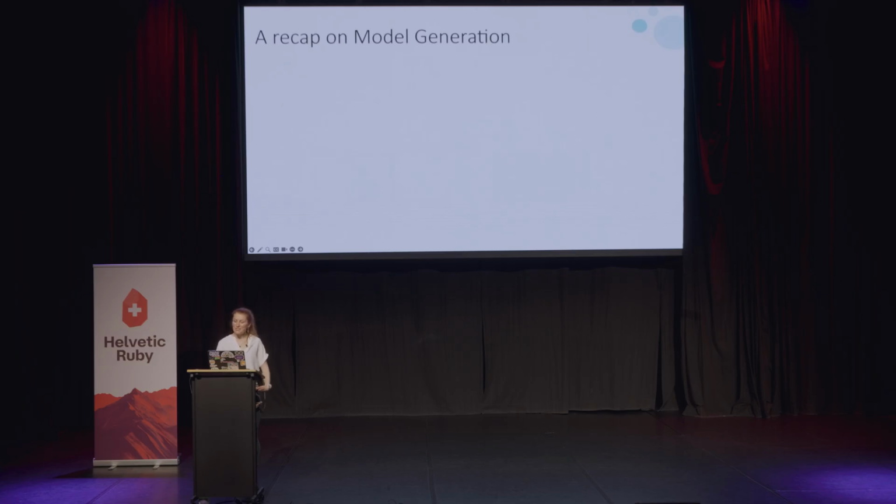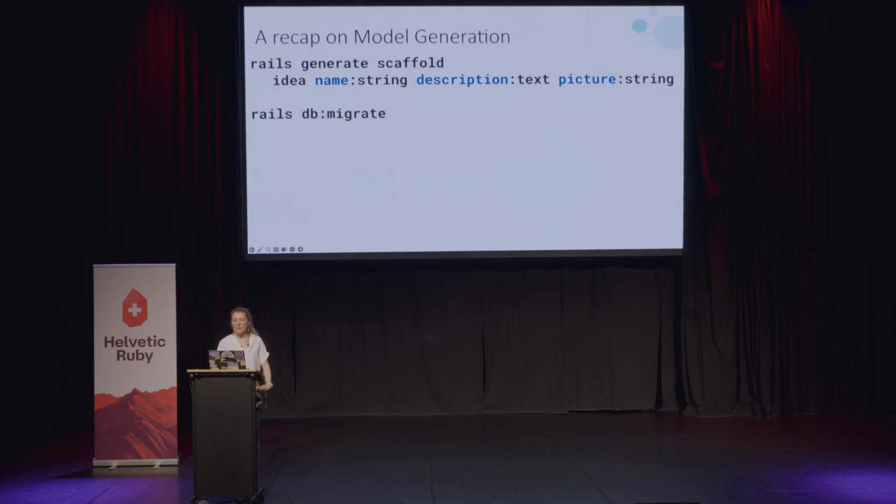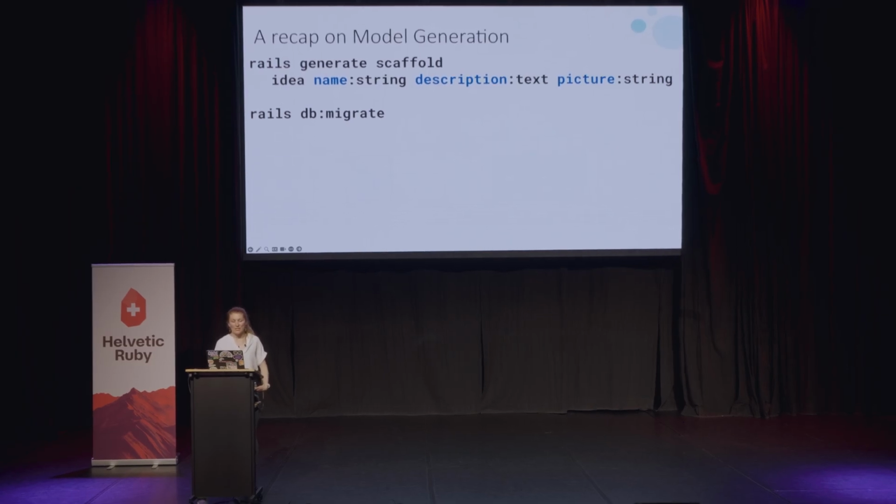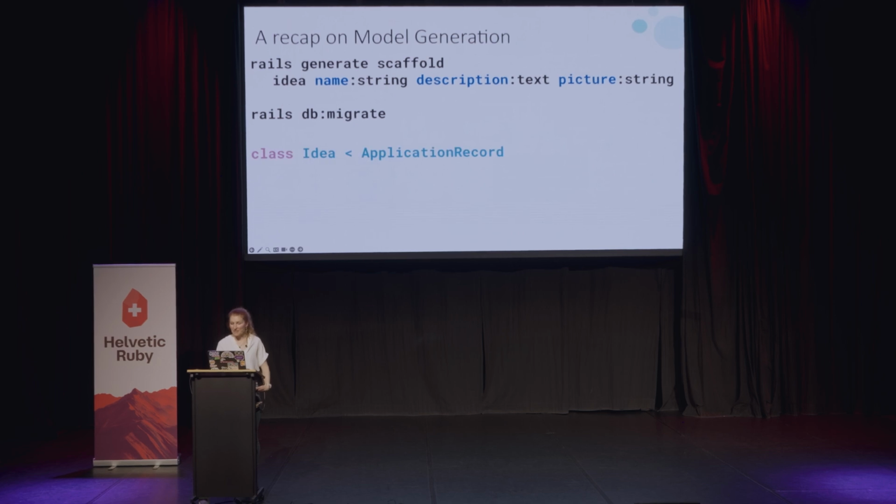She used Rails' handy generate scaffold command to create all the files she needed, including her idea model. Once she checked her migration file was good to go, she ran rails db:migrate, which applied her changes against the database and added the timestamp to the schema migrations table. Then she took a look at her idea class and saw that it was inheriting from application record.